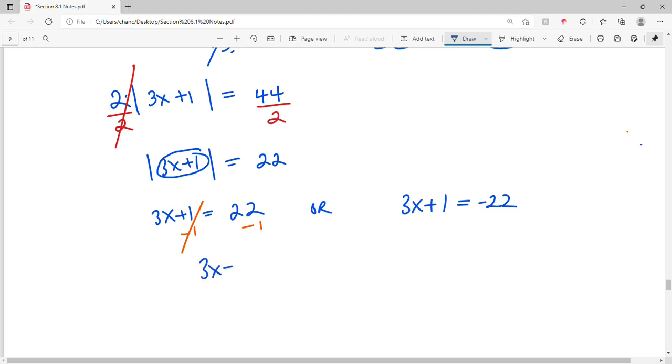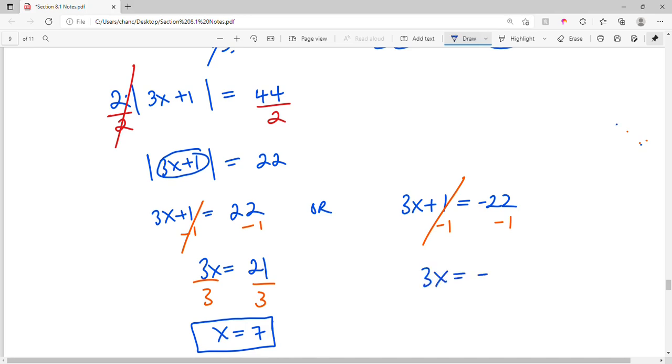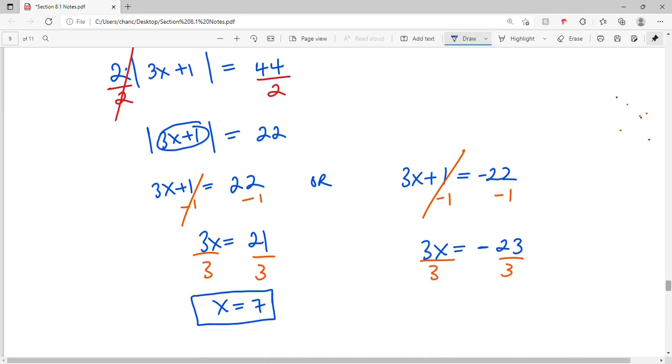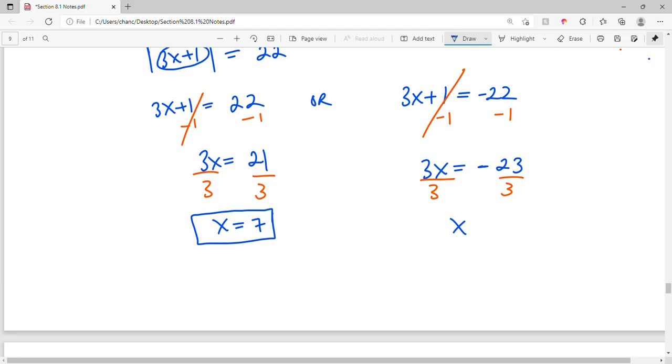We have 3x is equal to 21. I can divide both sides by 3. And x equals a positive 7. That's our first solution. I can subtract 1 from both sides. We have 3x equals negative 23. I can divide both sides by 3 now. And you have x equals negative 23 over 3 as our second solution.